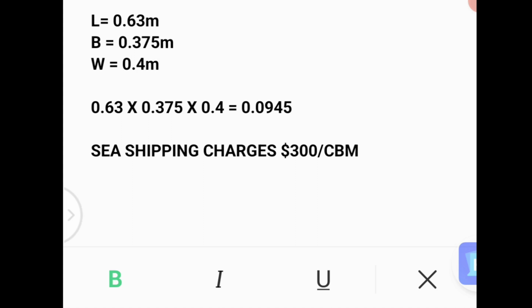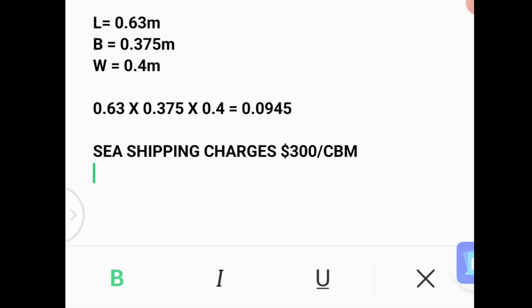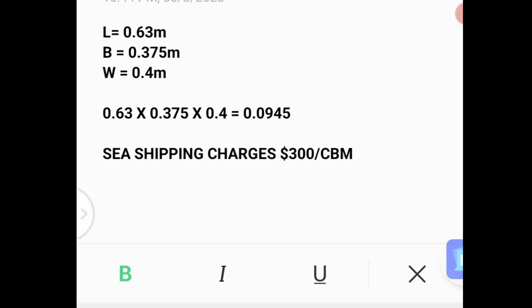Sea shipping charges $300 per CBM. The next thing we need to do is to convert this $300 to Nigerian Naira. Guys, I am in Nigeria. That is why I always convert to Nigerian Naira. I know in my last video where I posted how to calculate landing cost using air cargo, I converted to Nigerian naira, and I saw some comments, people asking me, why are you converting just to Nigerian naira? Excuse you, I am in Nigeria, so that is why I'm converting to Nigerian naira.